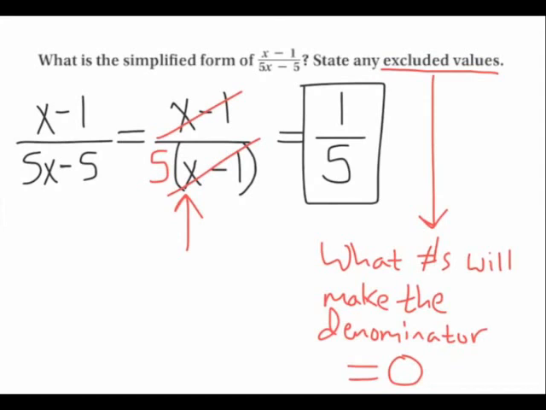Now, it doesn't matter what happens on the top of the fraction. The only thing that matters is what happens on the bottom of the fraction. So can you see what number we can stick in for x that will make the bottom of the fraction equal to 0?